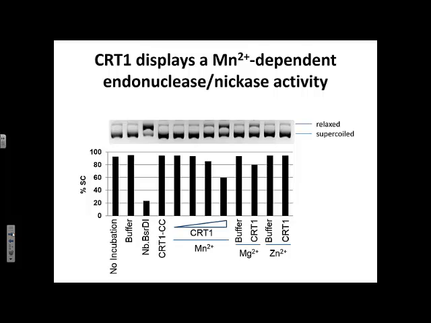And we found with CRT1, as you increase the CRT1, the amount of relaxed DNA goes up. And if you delete the portion that we think is responsible for endonuclease activity, then that endonuclease or nuclease activity is gone. Okay. So we think that this CRT1 at least possesses manganese-dependent endonuclease or nuclease activity. The significance of it, we don't know yet.